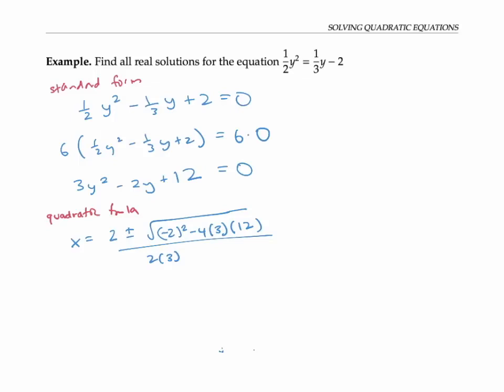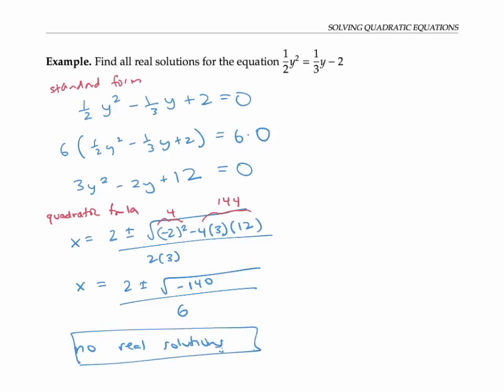Working out the stuff under the square root sign, negative 2 squared is 4, and here we have, let's see, 144. So this simplifies to x equals 2 plus or minus the square root of 4 minus 144, that's negative 140 all over 6. Well, if you're concerned about the negative number under the square root sign, you should be. We can't take the square root of a negative number and get a real number as our answer. There's no real number whose square is a negative number. And therefore, our conclusion is we have no real solutions to this quadratic equation.